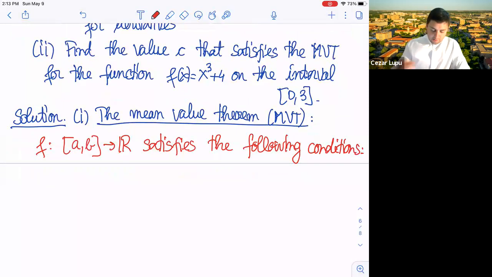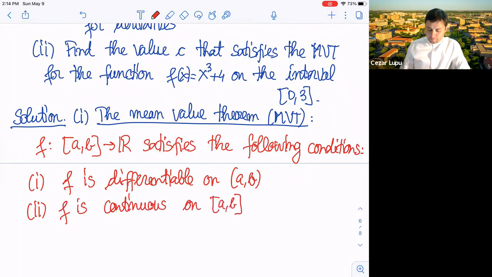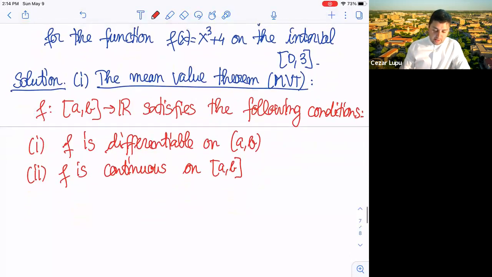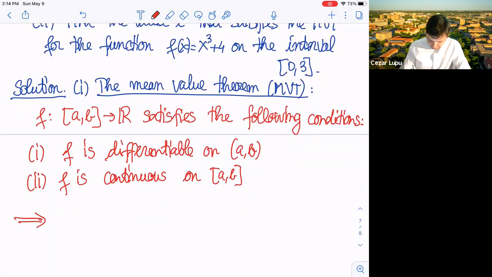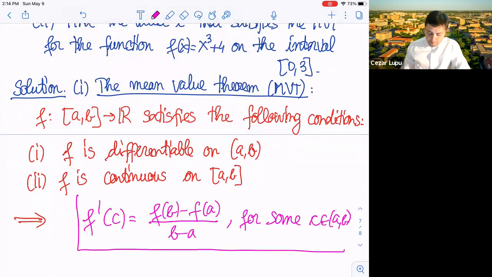And the two conditions are the following. The first one is that F is differentiable on the open interval AB. And the second one is that F is continuous on the closed interval AB. Then the theorem states that there exists a point C. So we will have something like this: F prime of C is F of B minus F of A, everything over B minus A, for some C in AB. So that's what the theorem says.